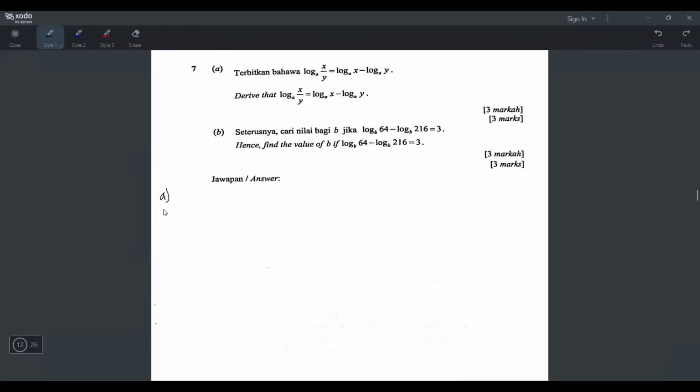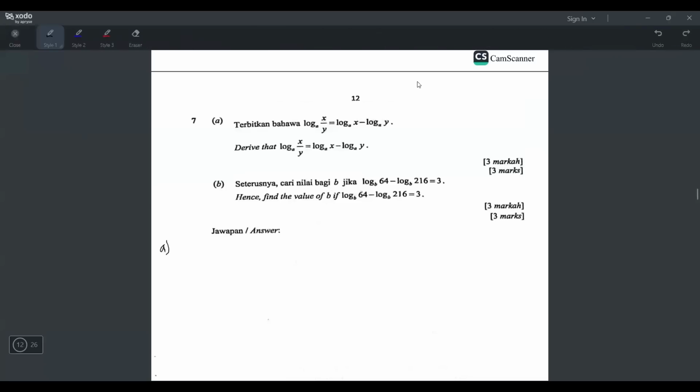Okay, let's do question number 7. Number 7 says: derive that log x over y base a equals log x base a minus log y base a. This is under the Form 4 chapter on indices and logarithms, and this is one of the formulas that we learn under the laws of logarithm.